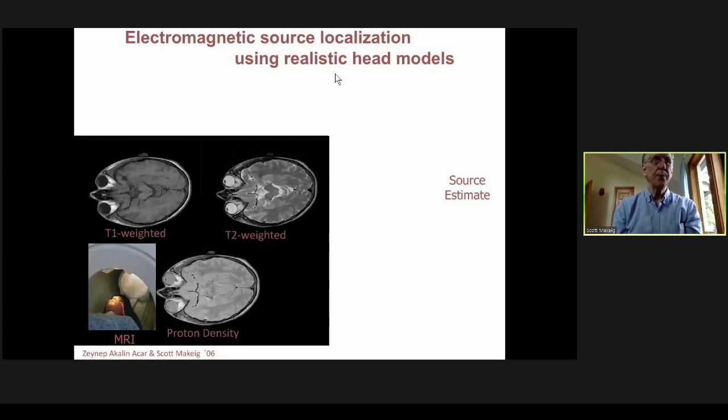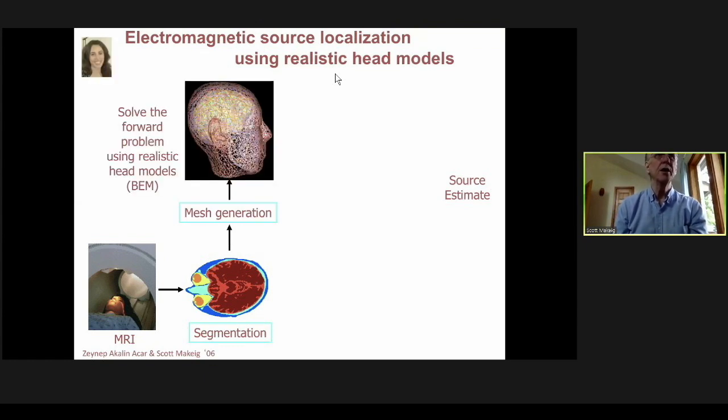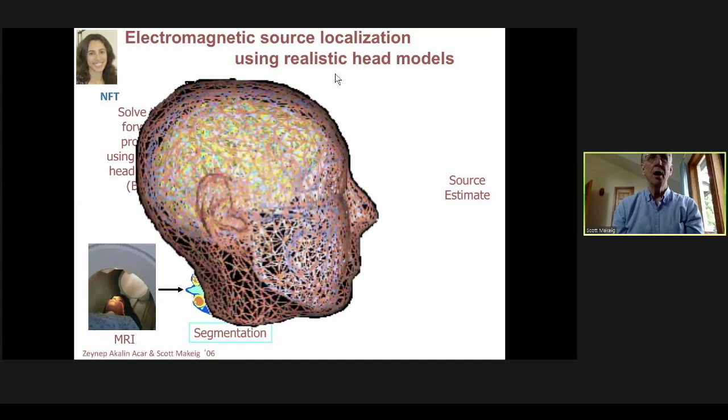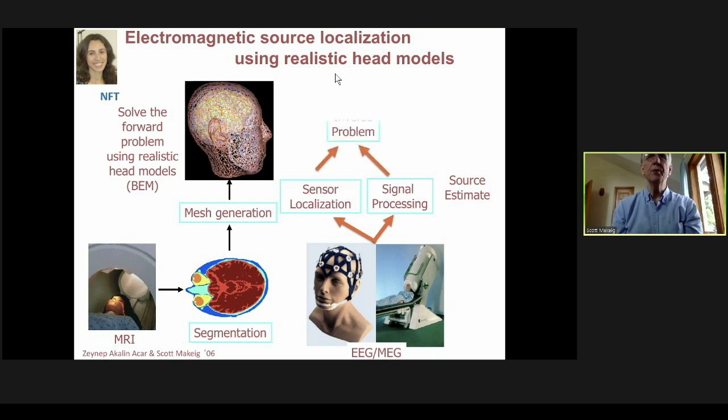So how does ZANEP make these models? Of course, you get an MR image, or more than one if you're thorough. You segment different types of brain tissues that have different conductivity profiles. And you use the head geometry from an MR image to build boundary element or finite element models of the different head tissues, such as this, and her NFT toolbox will do that. And then given EEG or MEG data with careful co-localization of the sensors to the head model, and appropriate signal processing, you can come up with an inverse problem.